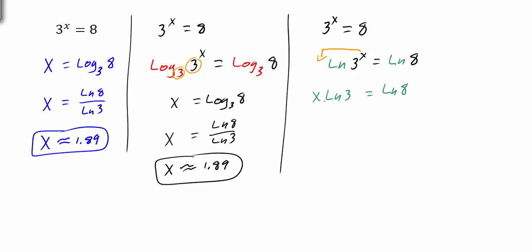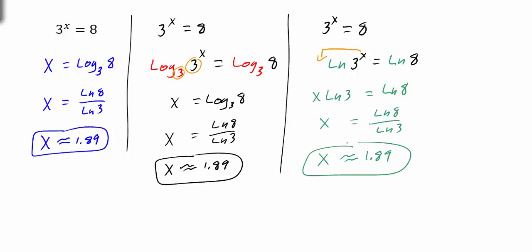And then because this is x times the natural log of 3, we can simply divide the natural log of 3 away. So we have x equals the natural log of 8 divided by the natural log of 3. And that's where we will end up with 1.89. Okay, once again, pick whatever technique works best for you.